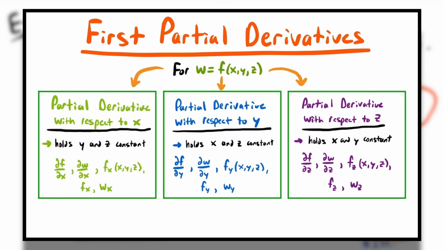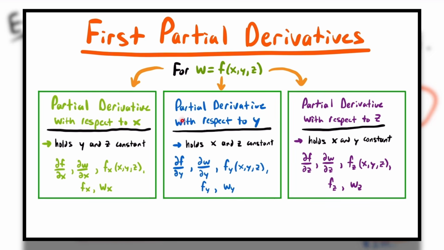In this case, w is now the dependent variable. All right, so because of that, the meaning behind these partial derivatives is slightly different, but the main idea still holds. Specifically, for a partial derivative with respect to x, you will be differentiating with respect to x, which means that you will hold y and z constant in those derivatives. And so the different notations here would be df dx, dw dx, since w is now a dependent variable, and then fx of xyz, or fx or wx.